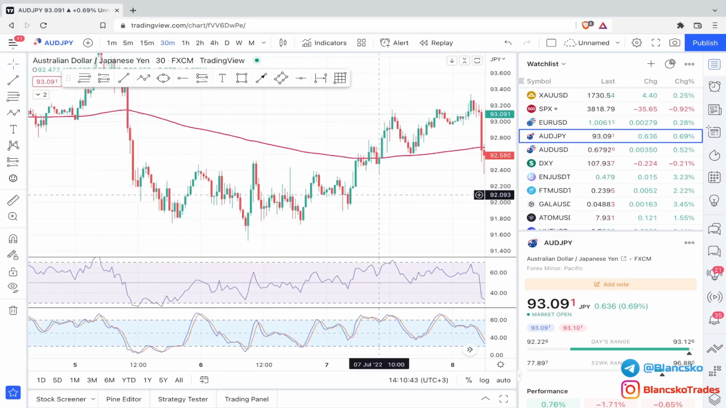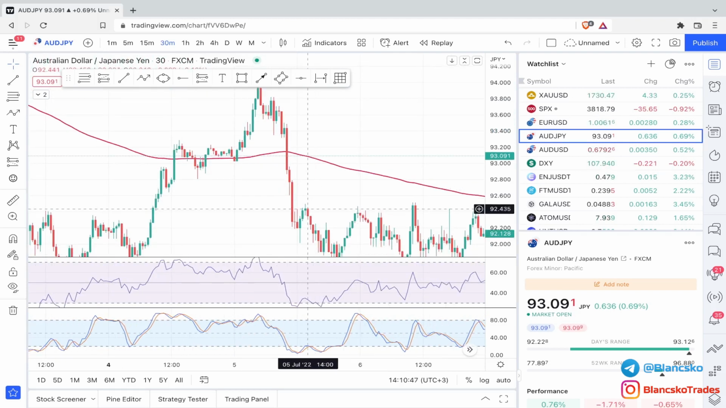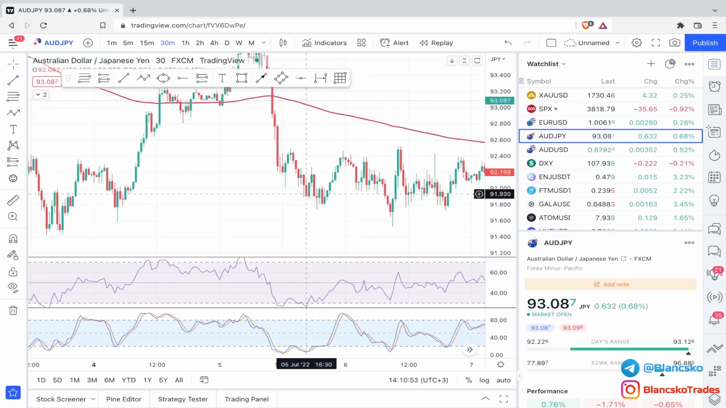So yeah, now I'm just gonna move on and show you some more entries. Look, lower low, lower high, but we have normal RSI movement. Then we create another lower low.